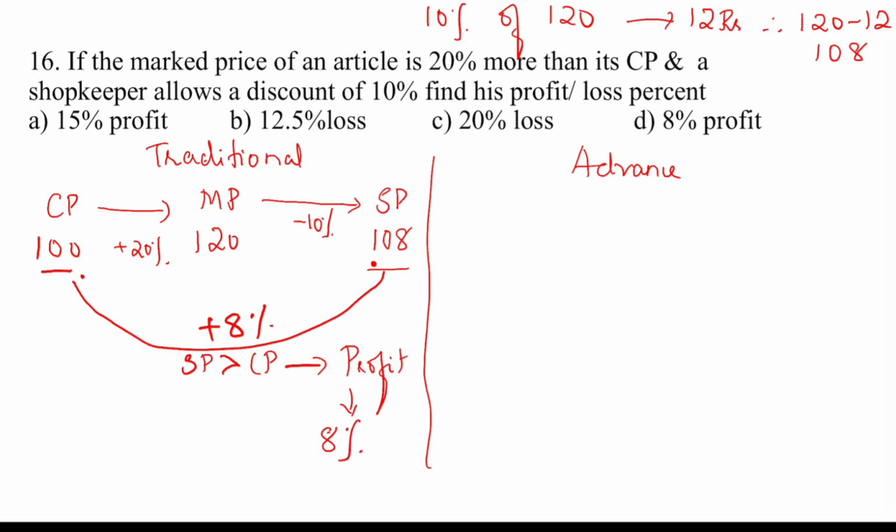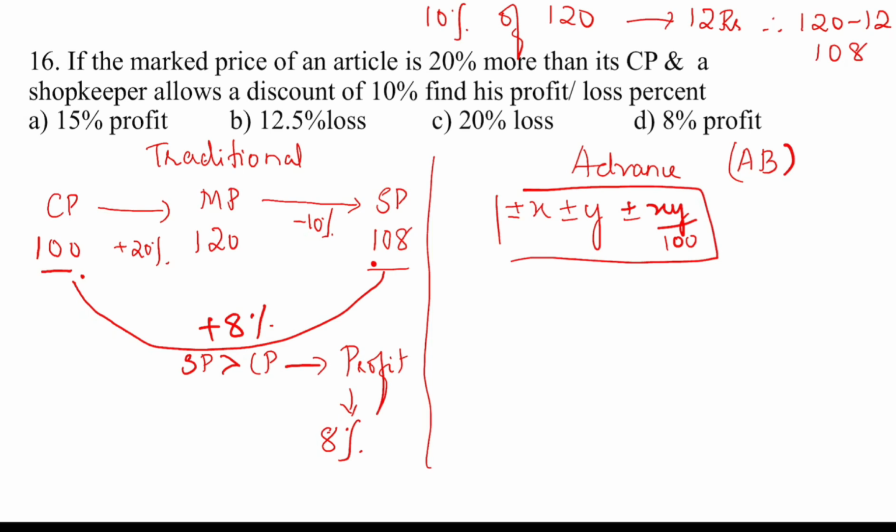Then one more advanced method we can follow, that is the AB method, what we had seen in percentage. When something is increased and then decreased, there is one formula: plus or minus x, plus or minus y, then plus or minus xy divided by 100, isn't it? This was one formula which we learnt when something increases and then decreases. Same is happening here. First it is increasing, then again it is decreasing.